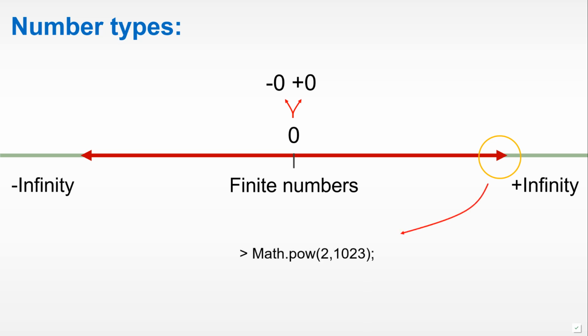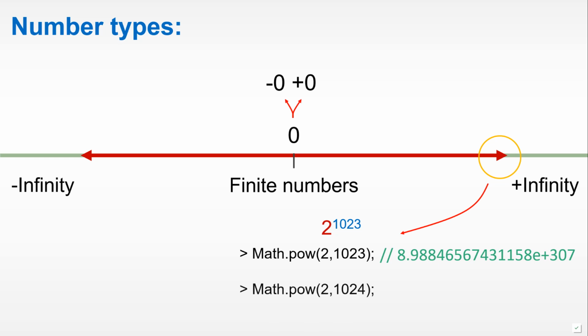And the limits of those things are quite specific. For example, if we use one of the built-in objects in JavaScript, the math object, and use its pow method, we can figure out what is the value of 2 to the power of 1023, and we get a very large number. But if we were to find out what is the value of 2 to the power of 1024, we hit infinity. So notice there is a sharp boundary here.